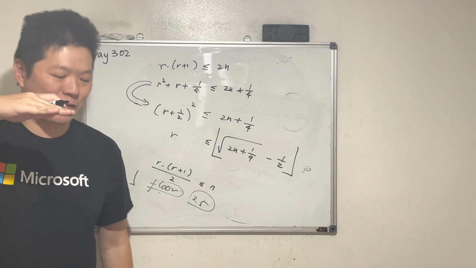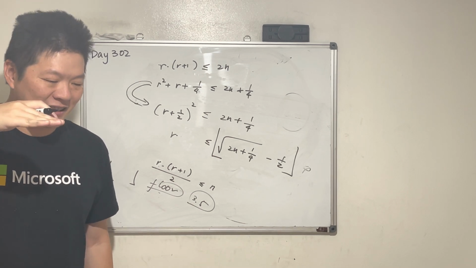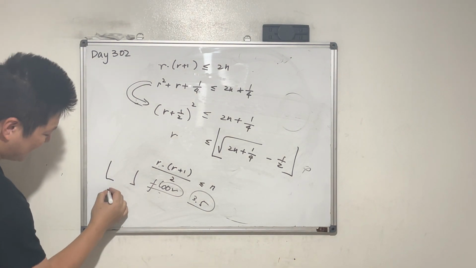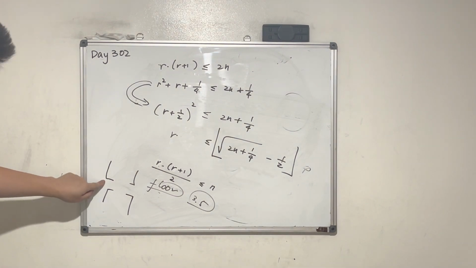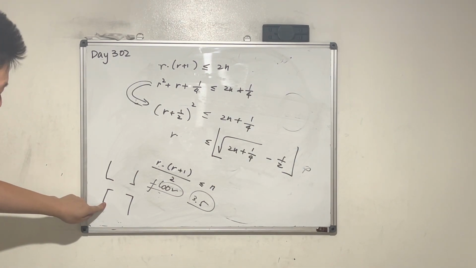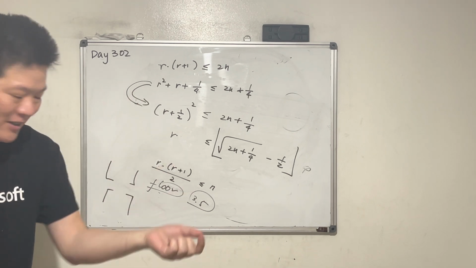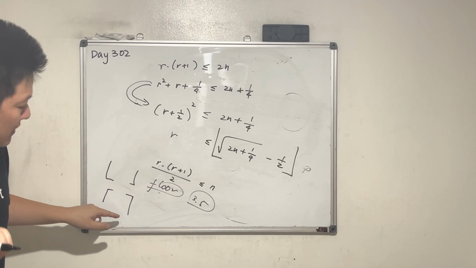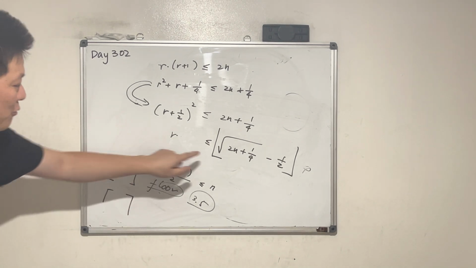3.5 is here. What's the floor? It is 3. What's the ceiling? 4. Yes. So ceiling is this, and floor is this. Floor is the largest integer less than the given number. Ceiling is the smallest integer which is bigger than 3.5. Okay, so we want this.